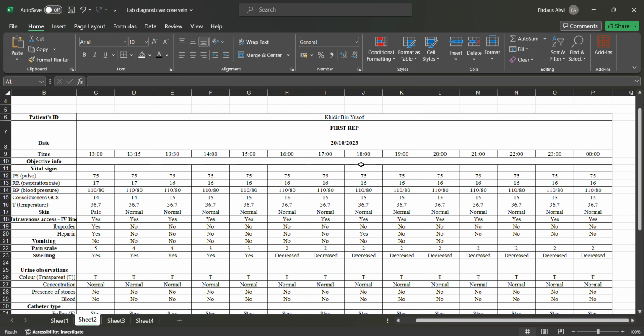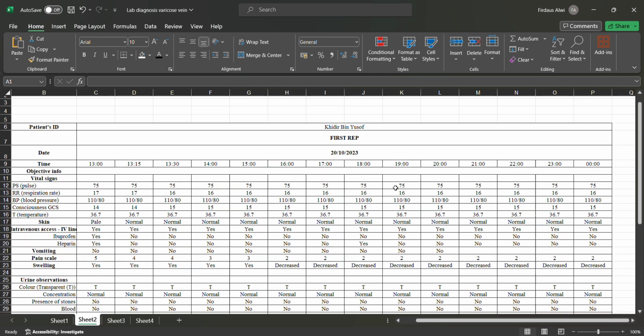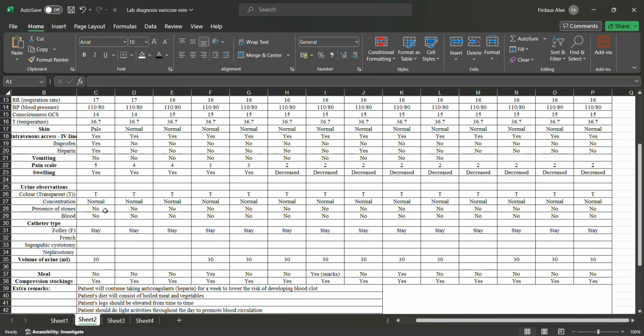So on my screen here, I have provided a chart that contains all the information required for the patient's post-operative monitoring. And this includes the patient's ID, which is the name, the date, the time of monitoring, objective and subjective examinations, urine observations, and etc.